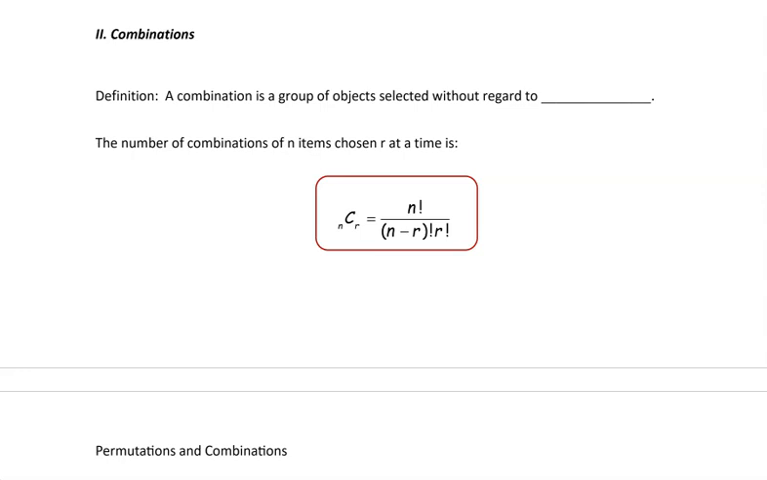Hi everyone, so in this video we're going to be talking about combinations. A combination is a group of objects selected without regard to order. The number of combinations of n items chosen r at a time is n factorial divided by n minus r factorial times r factorial. So this should look pretty familiar. It's very close to the permutations one, except it also has this extra r factorial on the bottom. That's the only difference though.